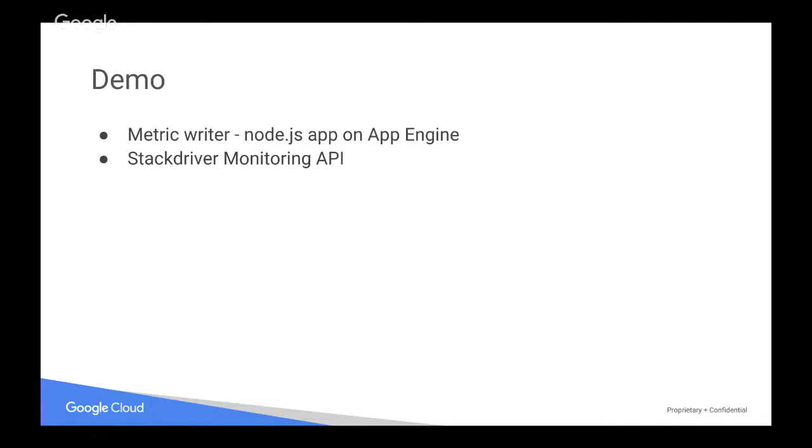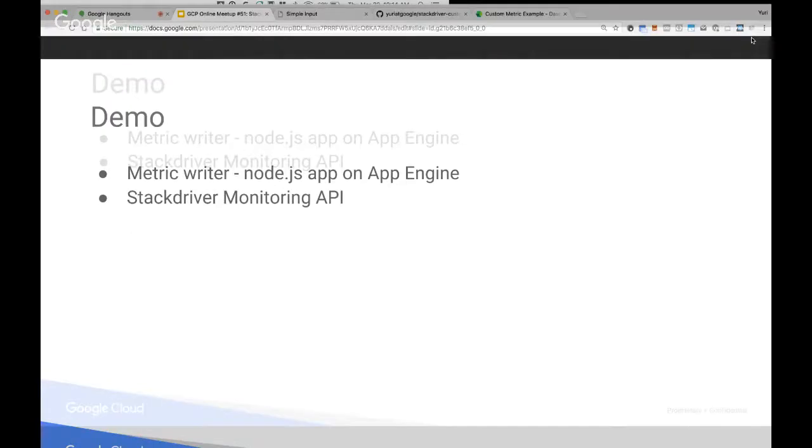Exactly. Perfect. All right. So that's all it is, right? I got a basic Node app running on App Engine, and just calling the monitoring API to write time series data. All right. So let me show you the code first.